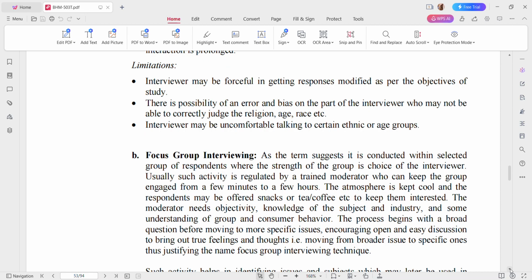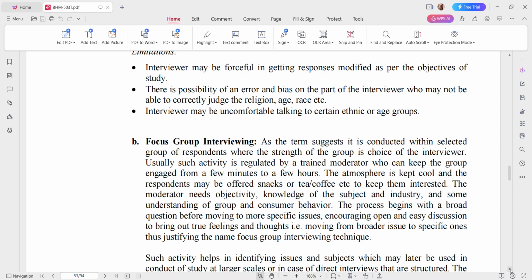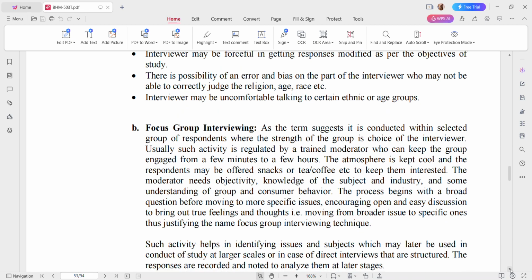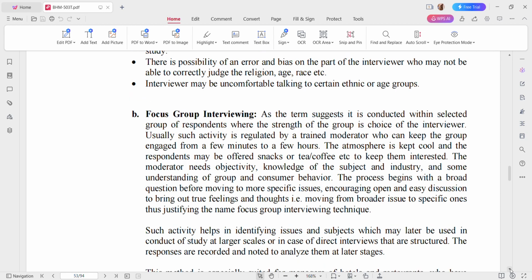Ito, focus group interviewing. Ito yung kagandahan when you do research kasi dami mong pwedeng gamitin. If you want your discussions to be rich, then you can also adopt this type of data collecting process. You do focus group, no? As the term suggests, it is conducted within a selected group of respondents where the strength of the group is the choice of the interviewer. Okay? So, ang dami mo.